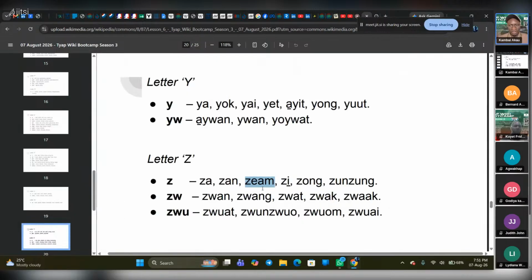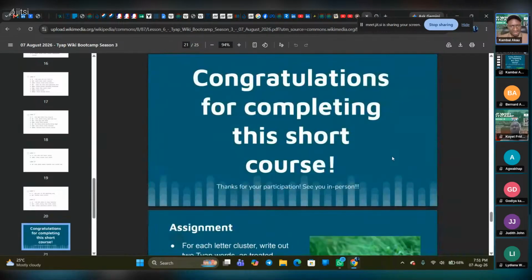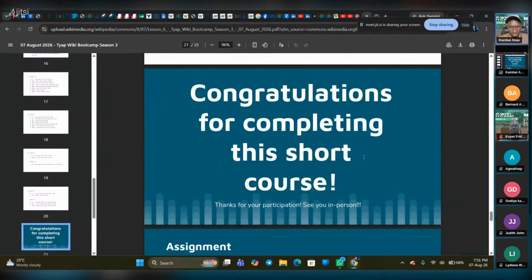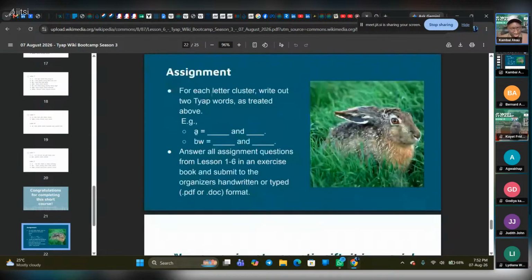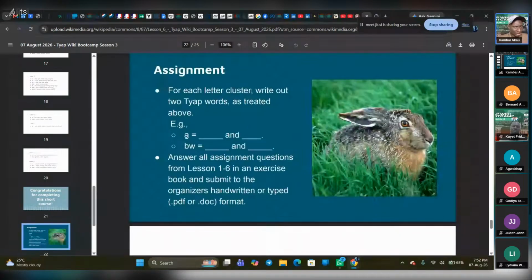So this is the end of our course. If you have been able to reach this point, congratulations for completing this short course. There will be room for questions, but let's just finish the entire thing, then we ask the question. Thank you very much. So the assignment we have right here is, for each of these letter clusters, all of them, we have about 100 plus of them.